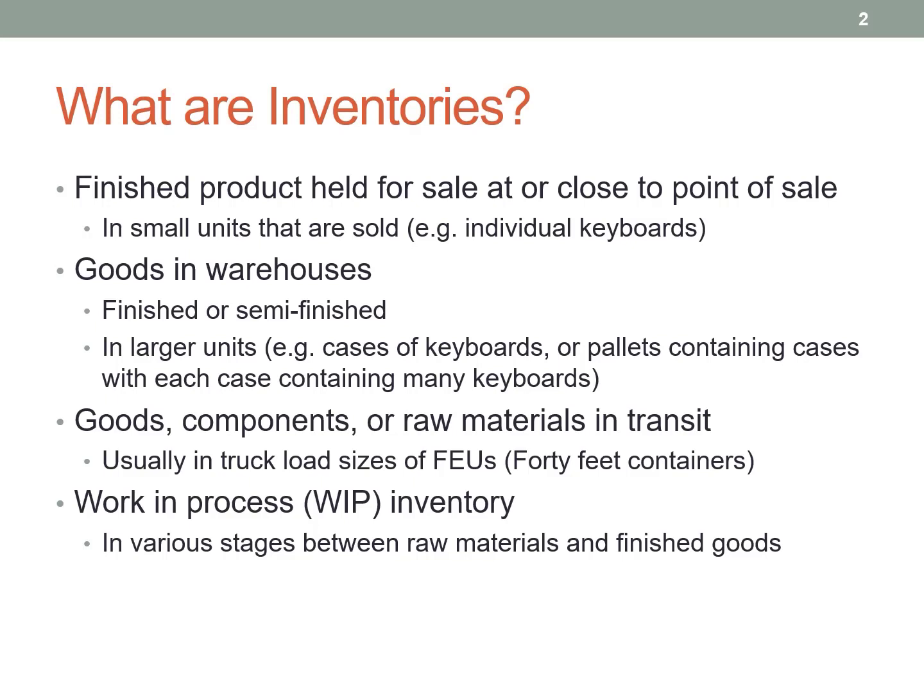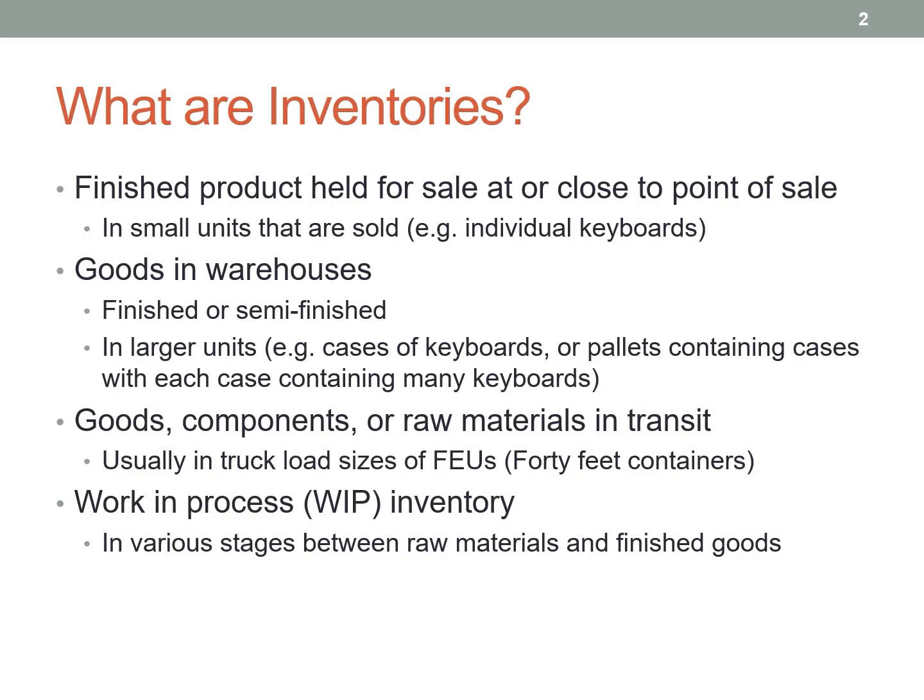Finished product or finished goods inventory is perhaps the most familiar to people because we see it in our everyday life. If you walk into a Walmart or Target retail store, you see product piled up on shelves. That's finished goods inventory. It is usually held in small units, the units that customers are going to buy. For example, at Walmart, you might see individual packs of potato chips and you can just buy one pack, right? That's finished goods inventory held in small units.